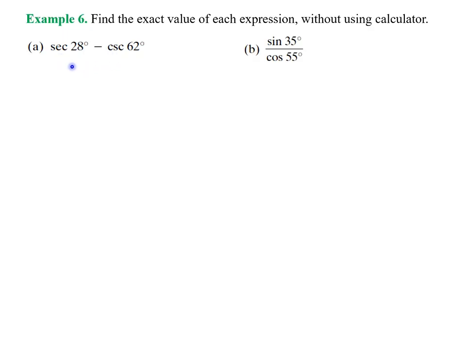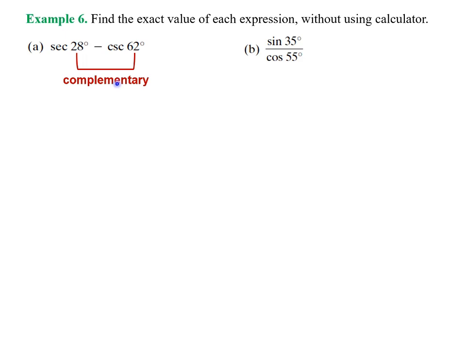So meaning the relationship of these two, they are cofunctions. Now, since I identified the relationship of the functions, it's time to identify the relationship of the angles, 28 degrees and 62 degrees. If you add these two, it's equal to 90 degrees, meaning they are complementary. So it's obvious that we will be using the complementary angle theorem, or CAT, right?